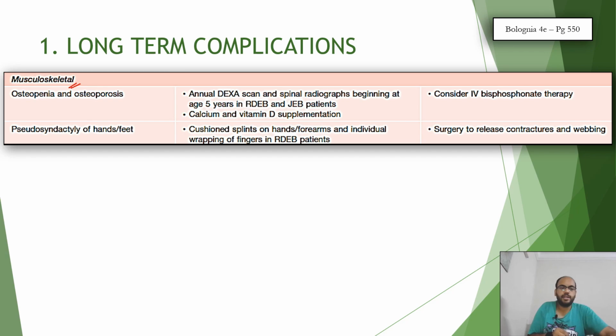In musculoskeletal, you can have osteopenia and osteoporosis predominantly because of vitamin and calcium deficiency. For that, DEXA scan is the investigation of choice and radiographs so that you can find out whether osteopenia and osteoporosis is setting in. Consider IV bisphosphonate therapy as treatment. Always add vitamin D, calcium to a child of EB. Okay, vitamin D plays a very important role in inflammation, in curbing inflammation, in good process of keratogenesis. So, keratinization process is very much mediated by vitamin D and calcium.